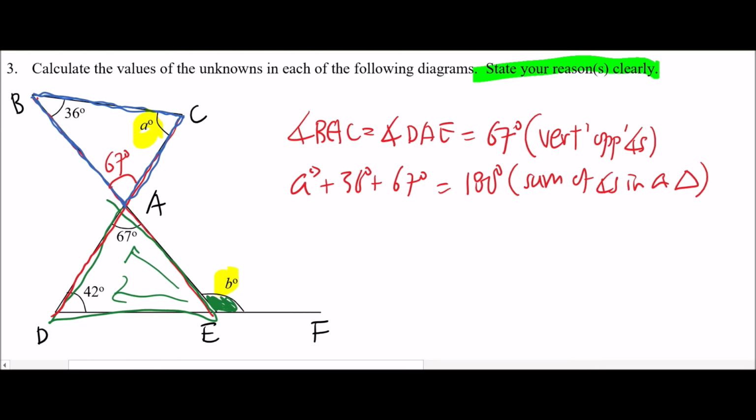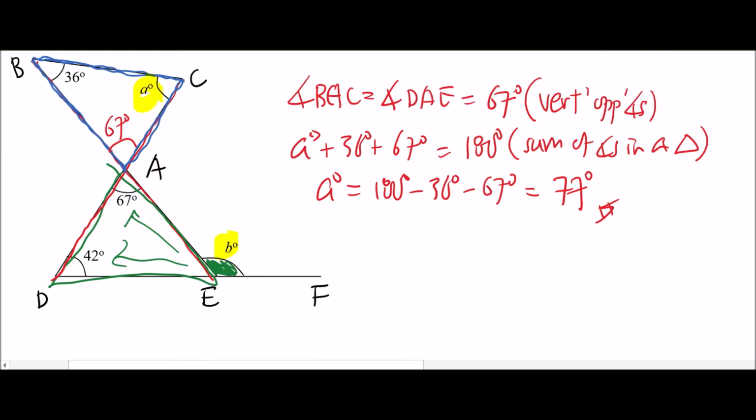Okay, so very quickly we can find angle A. 180 minus 36 minus 67. So 36 plus 67 is 103. So 180 minus 103 is 77 degrees. So our angle A here is 77 degrees, and we are done with angle A.